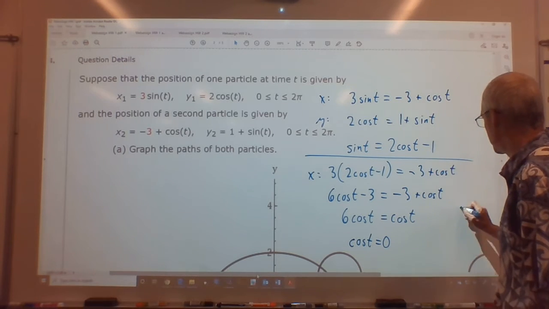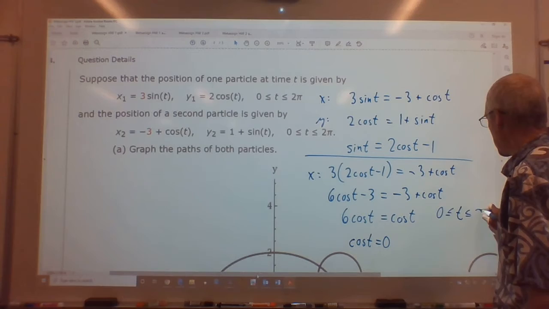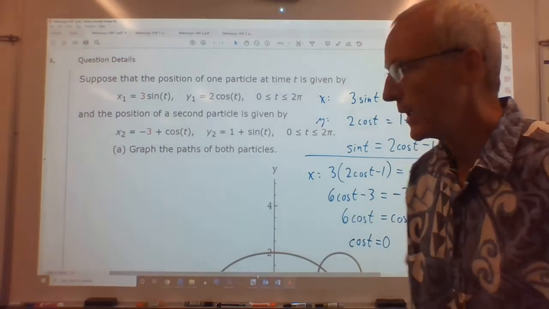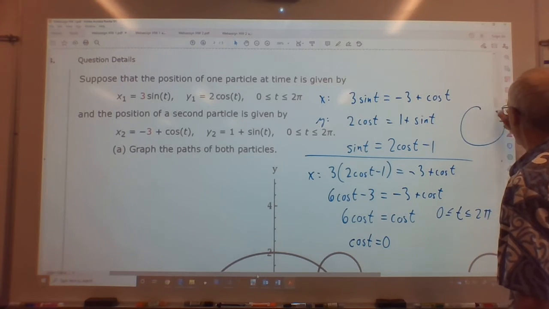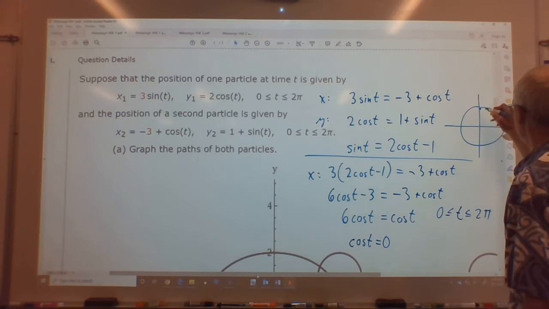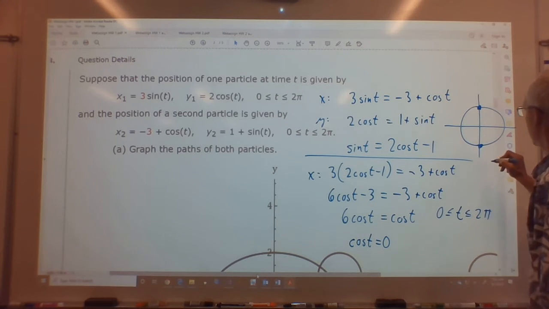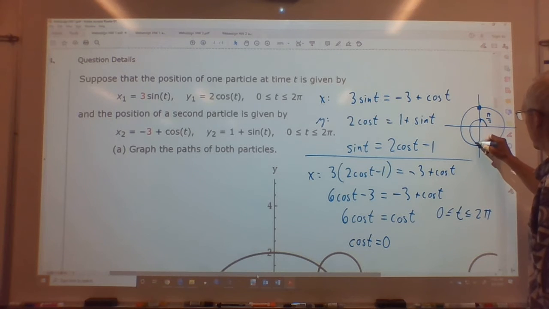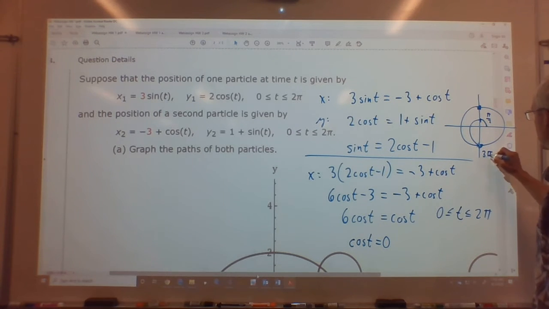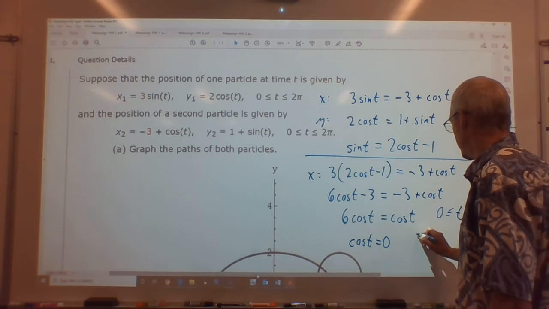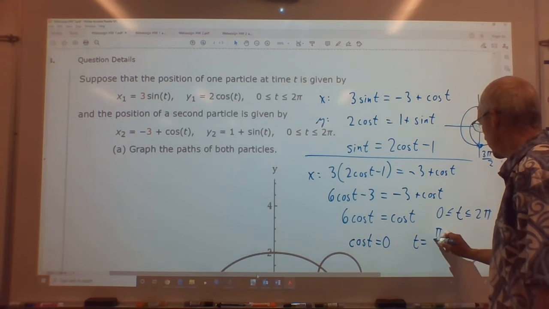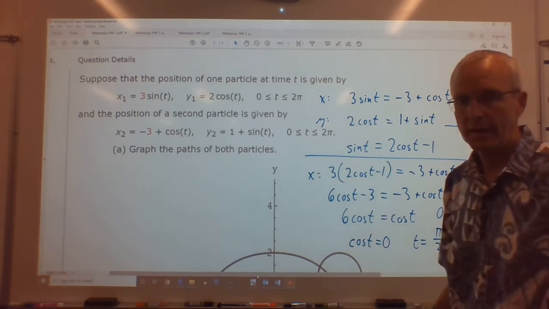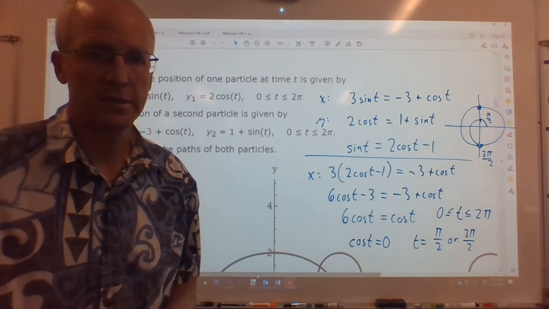We're only looking for t between 0 and 2 pi. So what t's between 0 and 2 pi make this true? And cosine, remember, is the x value. So the x value is 0 when it's right here or when it's right here. So the first answer would be pi over 2. And the second answer all the way over here would be 3 pi over 2. So this only happens when t is pi over 2 or 3 pi over 2. Those are the only possible answers when cosine is 0.